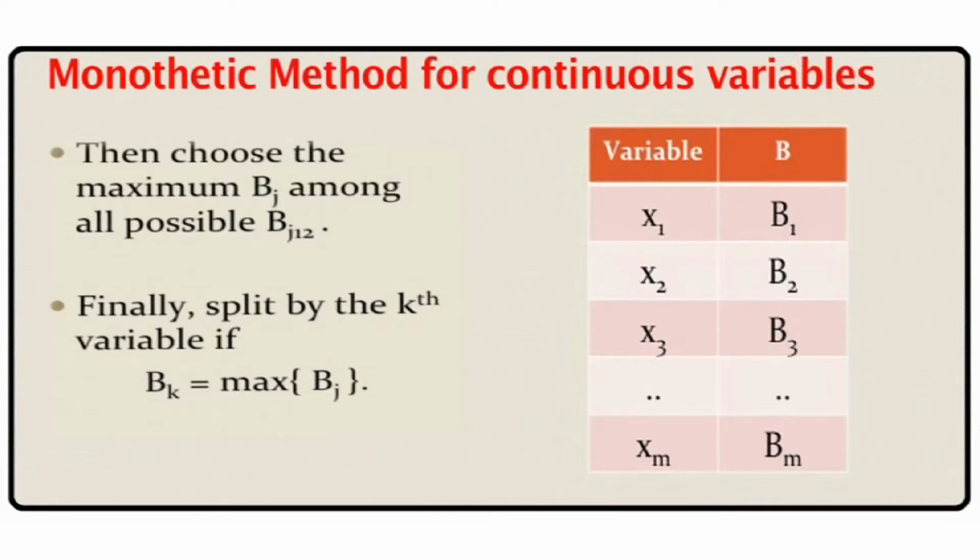So if the third variable has the maximum Bj value, then at the first step we split the single cluster into two clusters on the basis of x3 alone. This is how we go about doing the monothetic method. But as you can see, this method is not foolproof, in the sense that we are just basing our judgment on a single variable.